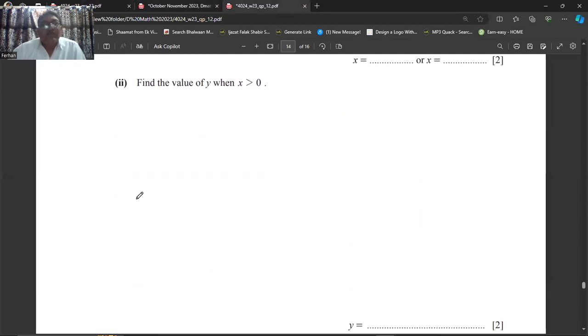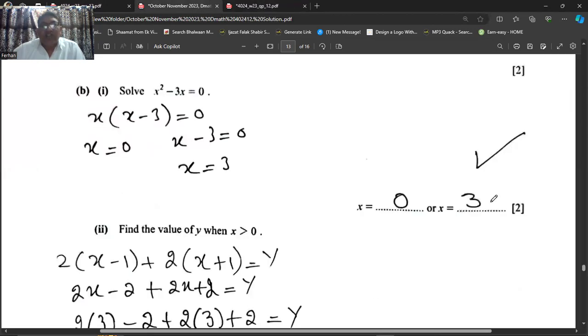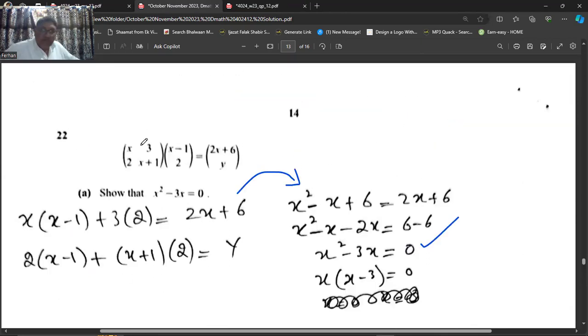Then it says find the value of y when x is greater than 3. So here you got two values of x. I'm going to use the value which is more than 0, that is, the 3 value. And I'm going to use this equation. How do I get this equation? By multiplying this with this column and then comparing it with this. So 2 will multiply with x minus 1, and then x plus 1 will multiply with 2, and that will be equal to this.